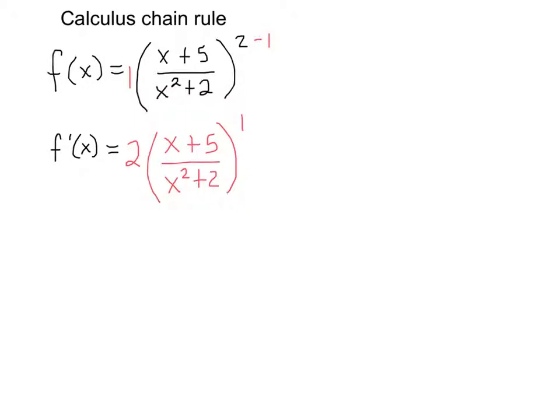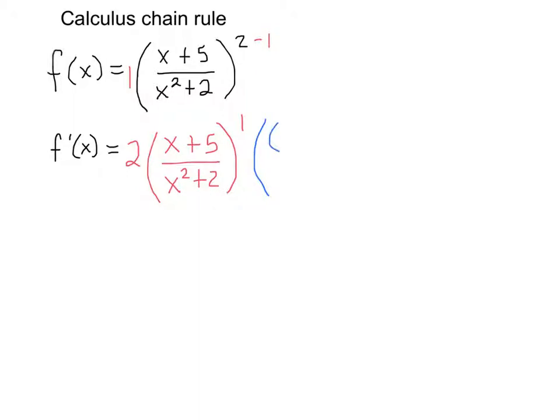But what I haven't accounted for is the derivative of the inside of the function. So now I'm going to multiply by the derivative of the inside. Now I look at the inside and I say the inside is a fraction. Well, how do I find the derivative of a fraction? I've got to do the quotient rule. And so I'll say, what's on bottom? And the bottom is x squared plus 2, right?